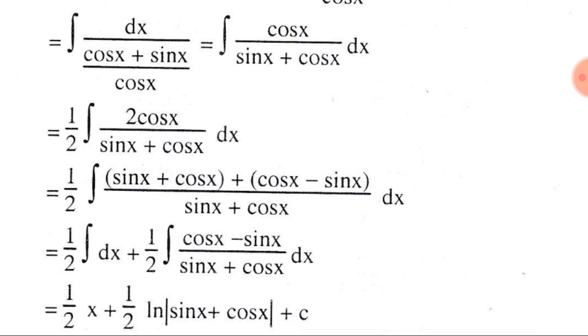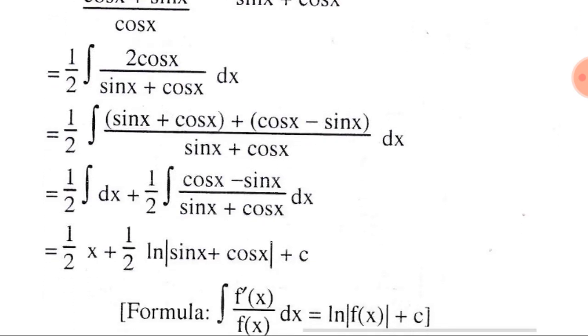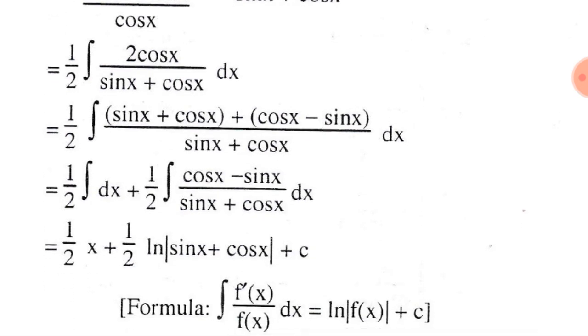Now if I divide the first part, that means the expression within the first bracket, then we'll find that it will be 1. And again, dividing cos x minus sin x by sin x plus cos x, we get the integration of (cos x minus sin x) divided by (sin x plus cos x) dx. Now doing the integration, we get half x, because the integral of dx is x, and in the second integral we'll find that the numerator is the differential of the denominator, so we can write ln of the denominator plus c, where c is the integral constant.